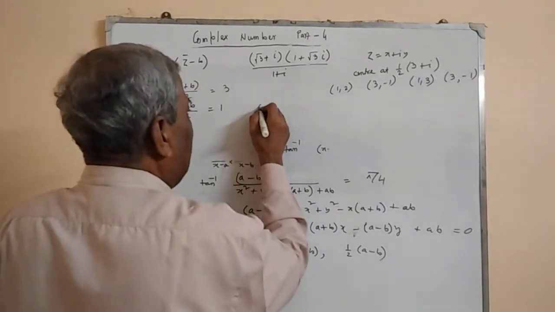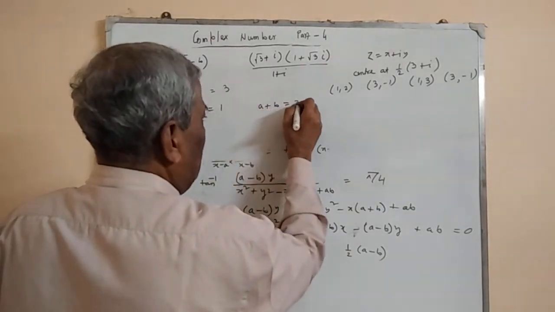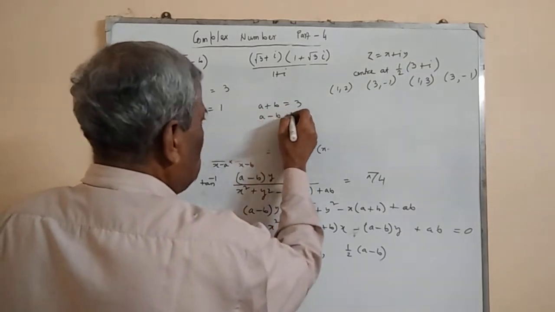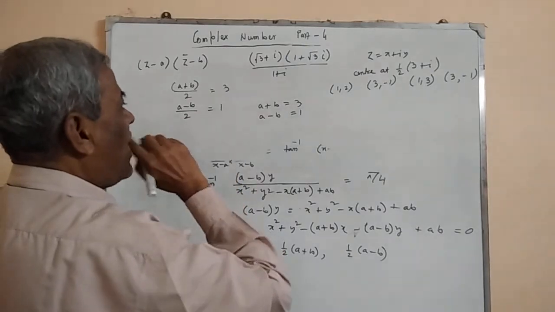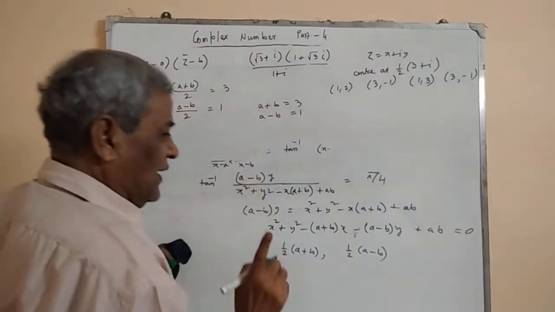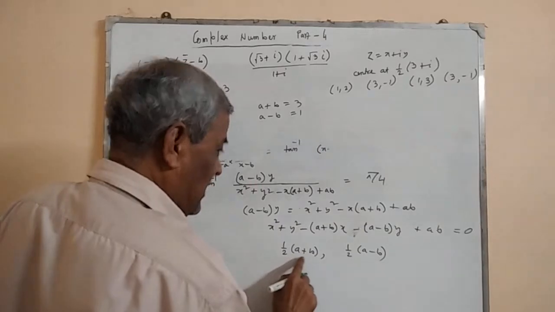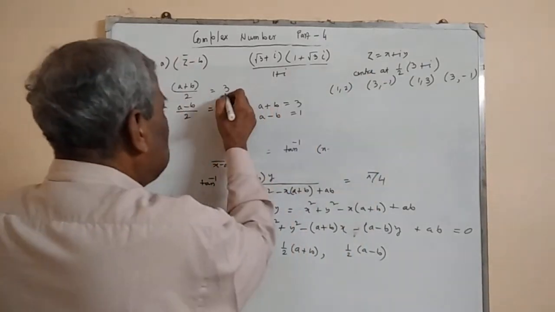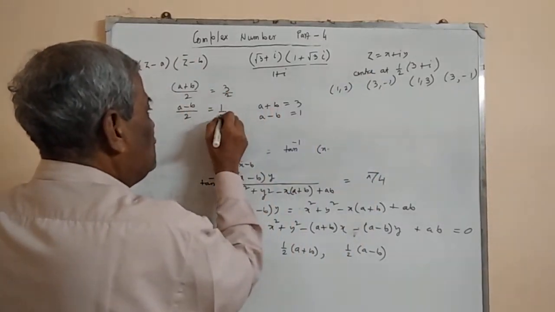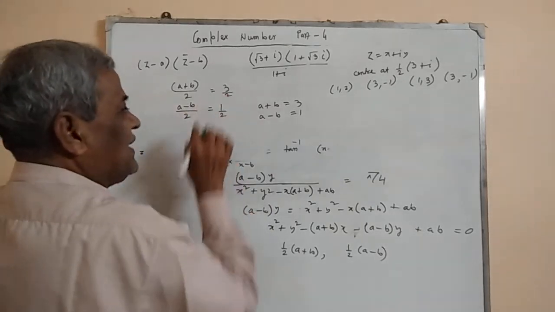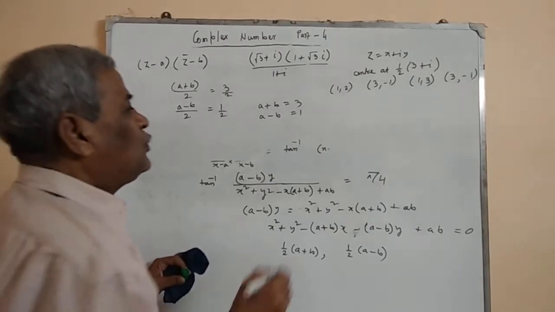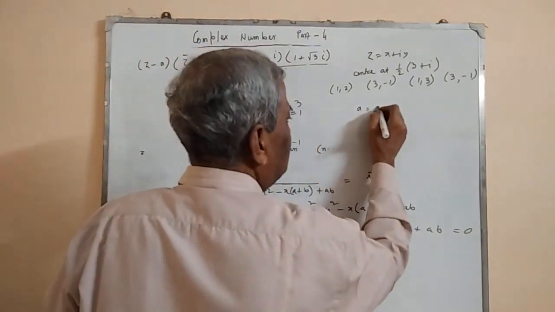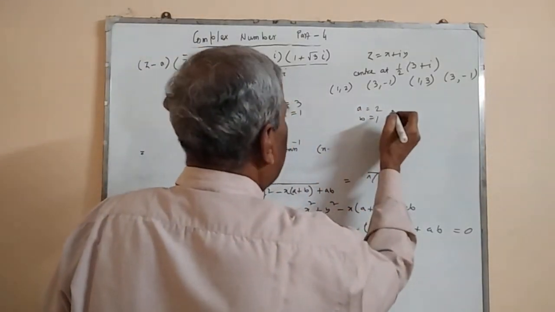So we get a plus b is equal to 3, a minus b is equal to 1. Oh sorry, this is given as 3 by 2 and this is 1 by 2; the 2s cancel, so this and that. So solving, we get a is equal to 2, b is equal to 1.